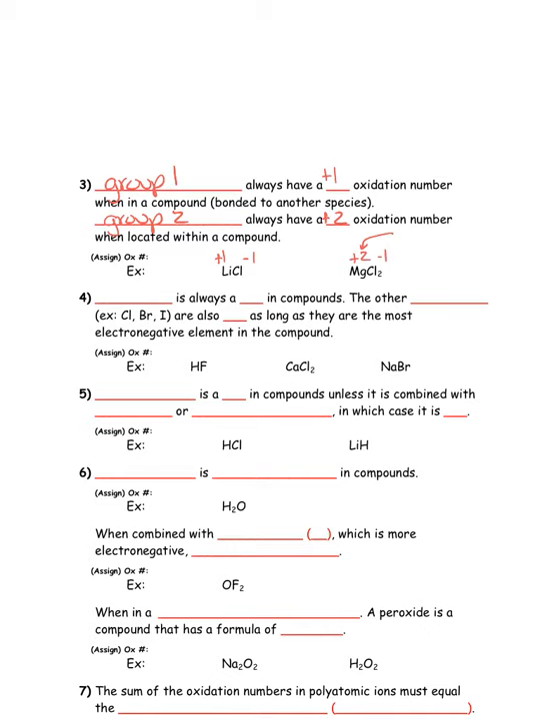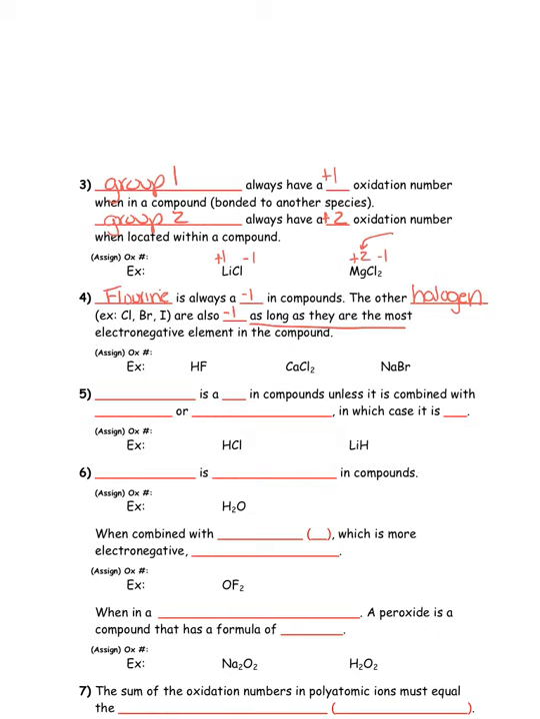All right, rule 4, fluorine. Fluorine is always a -1. Doesn't matter where it is, it's always going to be -1. The other halogens, the other elements in group 17, are also -1s, as long as they are the most electronegative element in the compound. And most of the time, they will be.